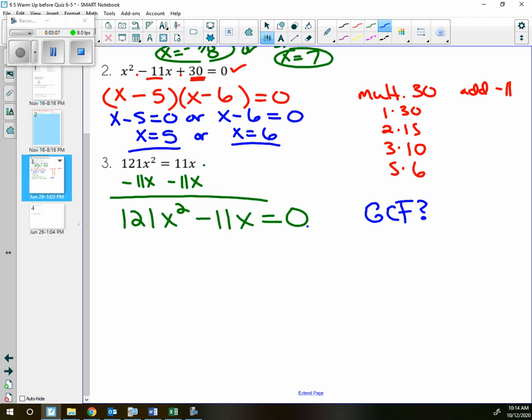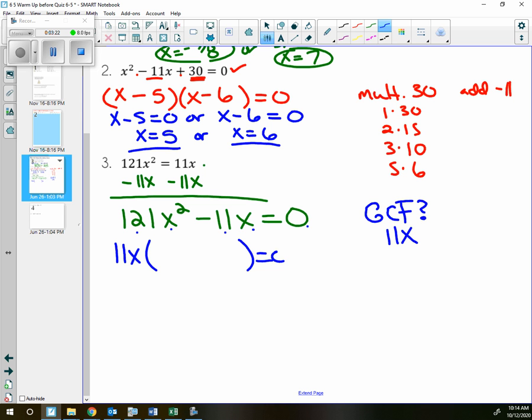So is there a GCF? What could you pull out of both? Well, there's an 11 and a 121. Doesn't 11 divide into 121? Sure does, 11 times. So 11 is in common, and notice they also each have an x. So we're going to pull out a GCF of 11x.